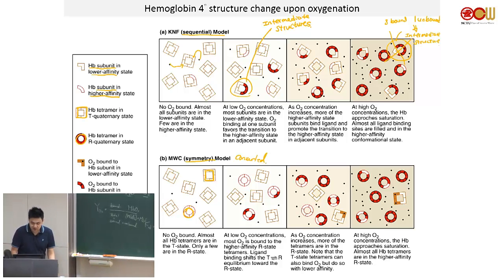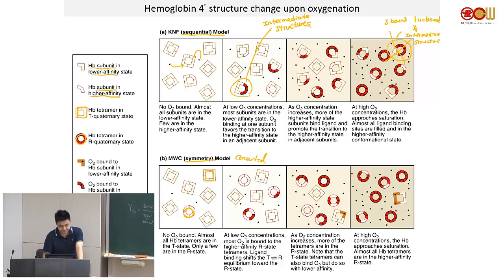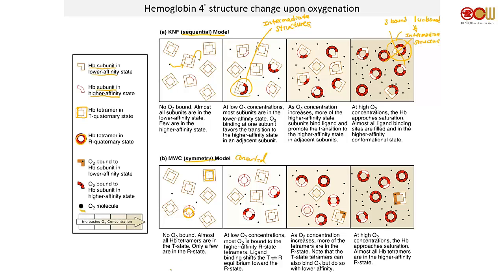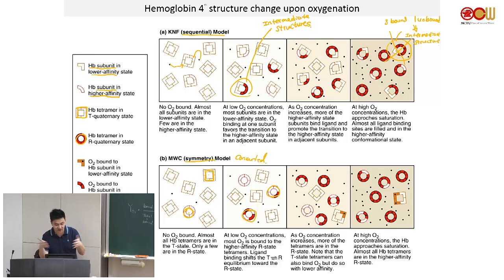So here, this is the T state, the R state, and of course the R state binds oxygen more favorably. So you first generate a bunch of these intermediate states that have the R state filled with oxygen, and then you fill the R states with a bunch of oxygen, and then you're shifting the equilibrium from the T state to the R state.